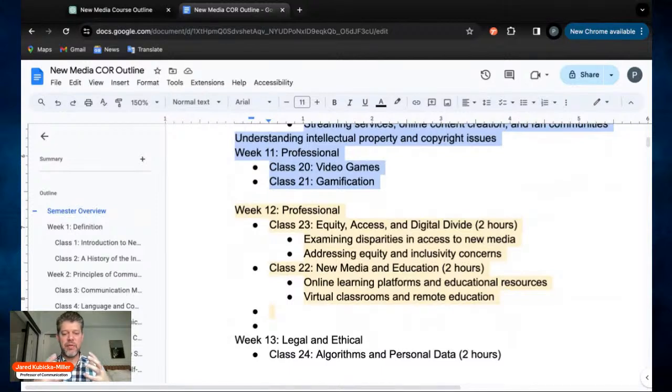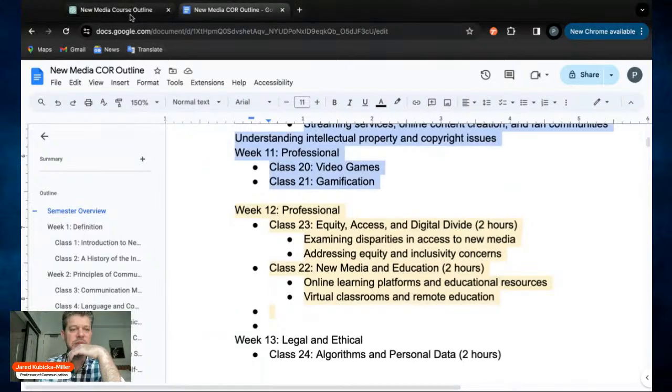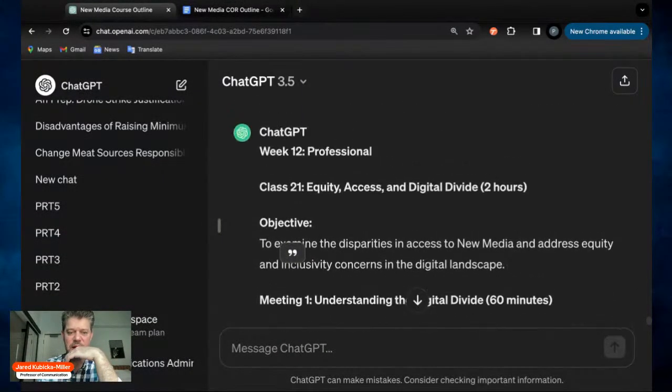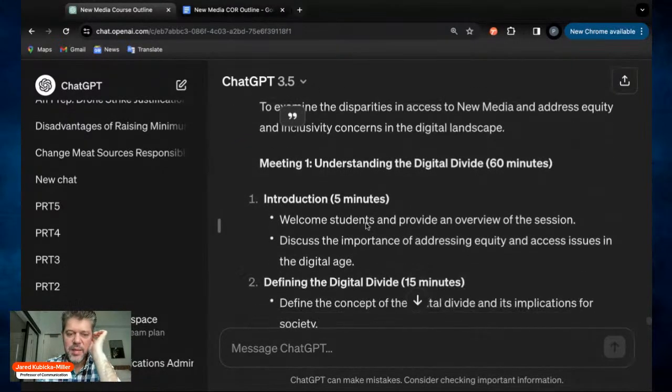I'm gonna generate a full week-long lesson on new media and education, and I'm gonna do this equity, access, and digital divide. I think I need to spend a little bit of time, maybe not on a live stream, actually trying this out. So let's just generate this stuff, because then I can mix things around and update it that way.